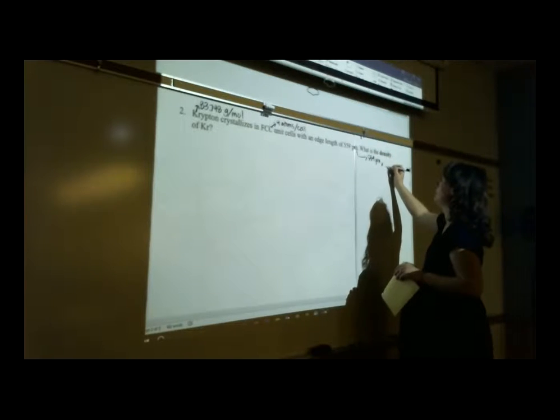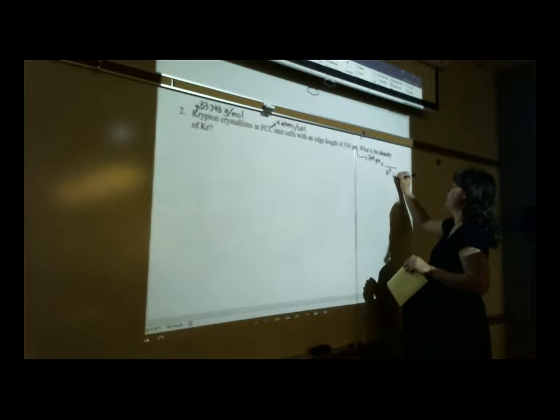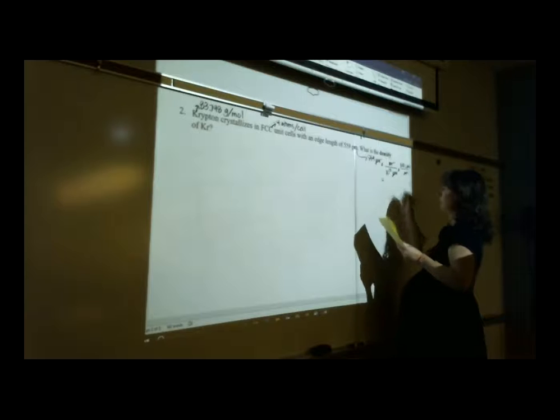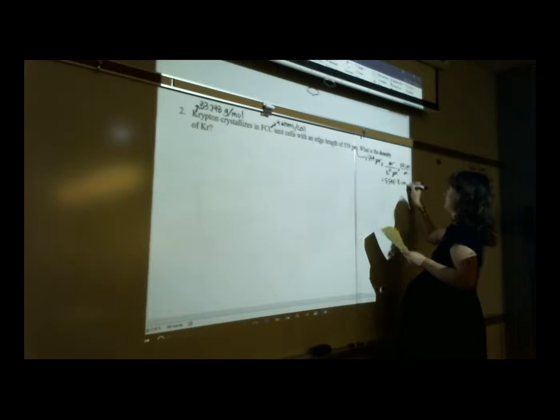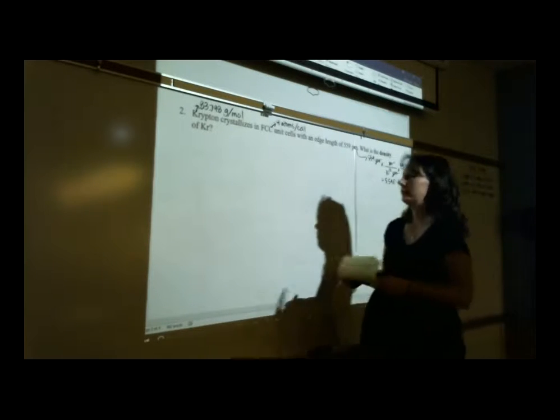How many picometers are in a meter? 10 to the 12th, right? And then 100 centimeters per meter. So picometers cancel, meters cancel. That gives me 5.59 times 10 to the negative 8 centimeters. Now I've got all my conversions done. All right, so I'm ready to go.